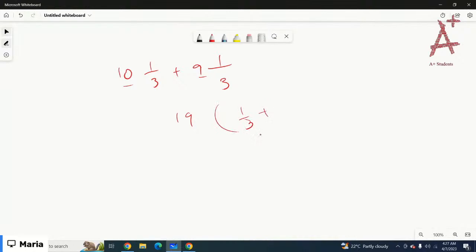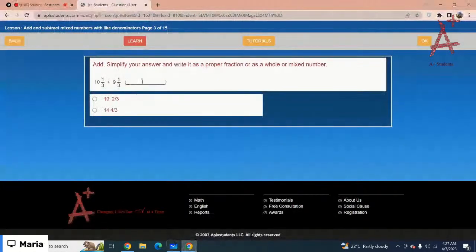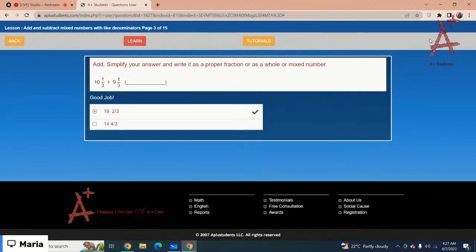Now just look at the fractions. They have the like denominators. Simply add their numerators. So it would be 19 whole 2 over 3. Got it? So the correct option is 19 whole 2 over 3. Option number 1 is the correct option. Just select the correct option and click on the OK button.